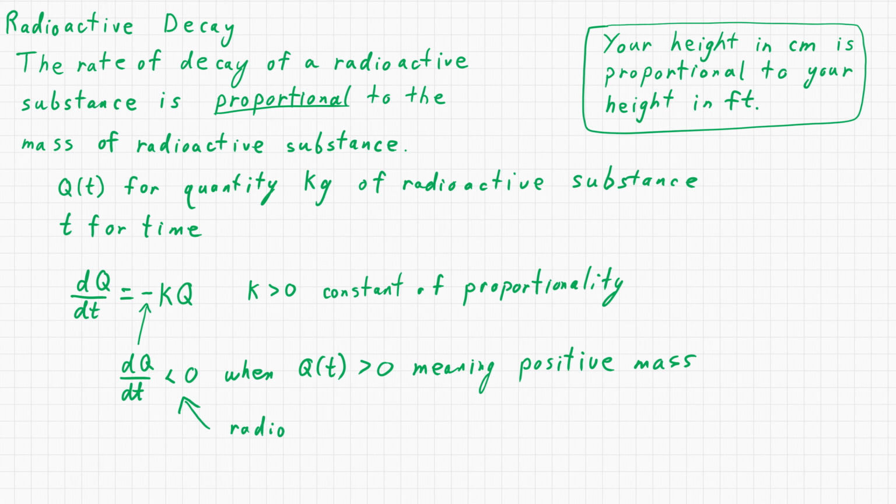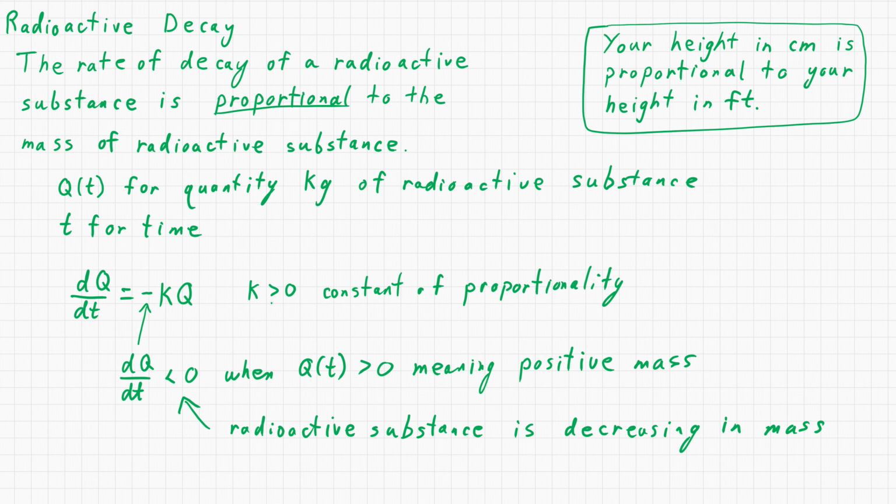And if dQ/dt is negative, it means the radioactive substance is decreasing in mass, right? Negative derivative. Right, and that's what we want. When it decays, a certain amount of it is turning into something else. All right, so that's what proportional means. This is the differential equation.